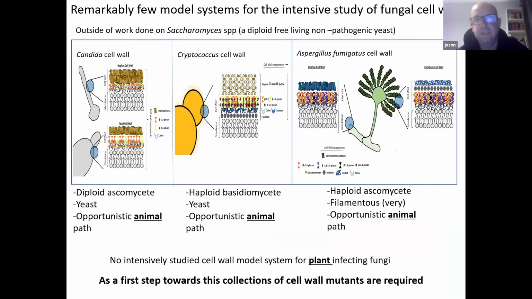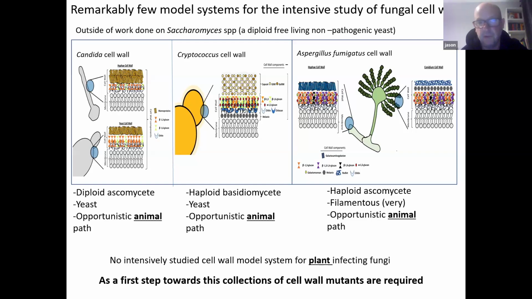The reason we did this was basically because when you look around the literature for plant infecting fungi, there are remarkably few model systems anyway, actually, for fungal cell wall study, outside of looking at classic yeast, Saccharomyces cerevisiae. The three major species are Candida, Cryptococcus, and Aspergillus fumigatus, which are all opportunistic animal pathogens. They are either ascomycetes or basidiomycetes. So basically, there isn't still, I think, an intensively studied cell wall model for any plant-infecting fungi, and I thought it would be kind of nice if we could try to establish Zymoseptoria tritici in this area.